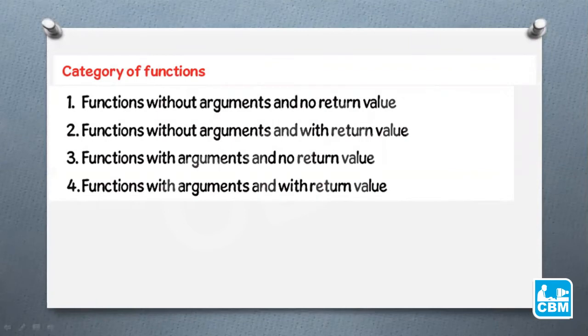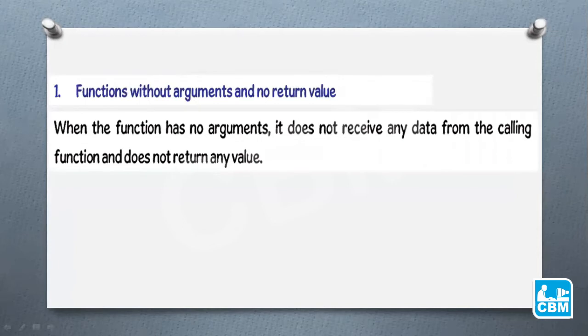Functions can be categorized as functions without arguments and no return value, functions without arguments and with a return value, functions with arguments and no return value, and functions with arguments and with a return value. Functions without arguments and no return value do not receive any data when they are called. They also do not return any value.